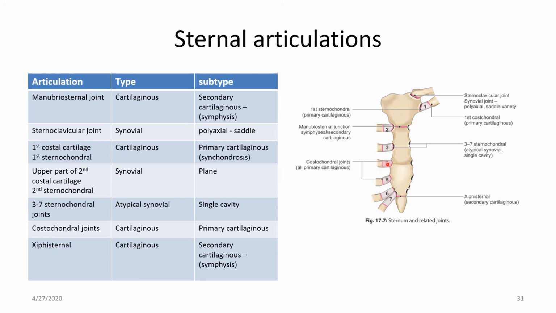Then we are seeing their articulations with the sternum. Then there is the xiphisternal joint, which is a secondary cartilaginous joint. And you can see the 3rd to 7th sternochondral joints, which are atypical synovial joints.